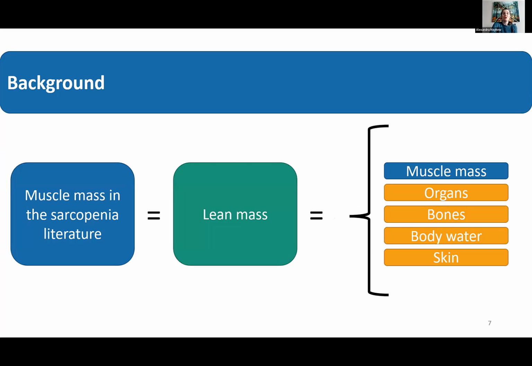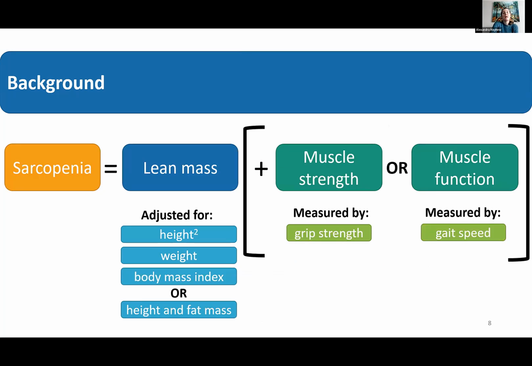However, it's very important to note that when muscle mass is referred to in the sarcopenia literature, over 95% of the time, what the authors really mean is lean mass. And lean mass consists of muscle mass, organs, bones, body water, as well as skin. And it's quite well known that lean mass is not a particularly good proxy measure for muscle mass. So the issue isn't necessarily with muscle mass, but rather with lean mass as a surrogate measure for it.